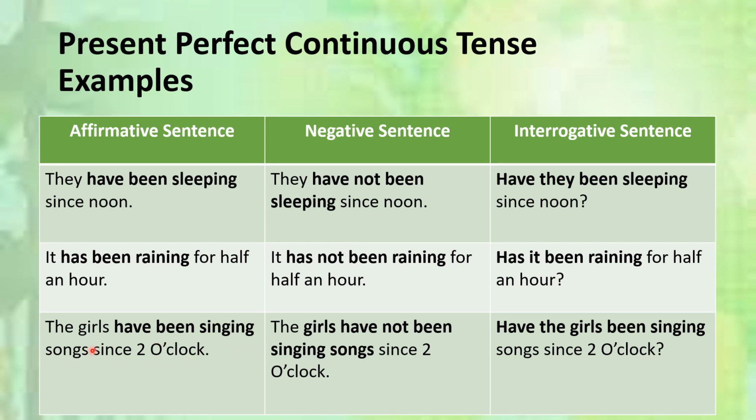In this sentence, I have mentioned an object which is songs. So you can see that this girls is the subject. Have been is our auxiliary verb. Singing is the fourth form of verb. And after that, I have written the object in this sentence. And since 2 o'clock is the time phrase. The girls have not been singing songs since 2 o'clock. Have the girls been singing songs since 2 o'clock?